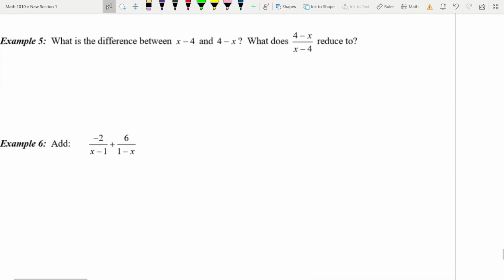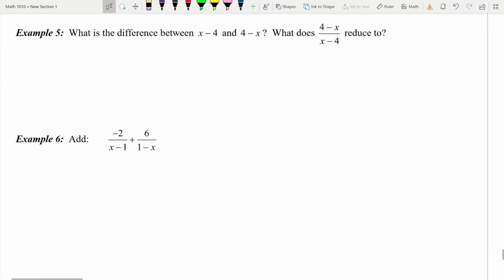This is important. This was on the final exam review. Everybody look right here. x minus 4 and 4 minus x. They look almost the same, okay? Look at the x minus 4, look at the 4 minus x. Which one looks weird? The first one or the second one? Talk to me. The second one.